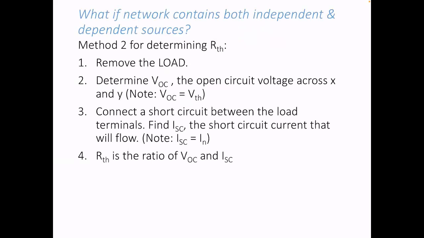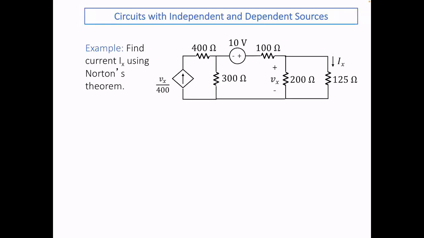Okay, so what if the network contains both independent and dependent sources? Pag yung network natin may both independent and dependent sources, hindi na pwede yung technique na ginawa natin kanina. So this is the method, let's call it method 2 for determining R_th. You remove the load, you get the open circuit voltage, you get the short circuit current, and R_th is equal to VOC over ISC, which is the same as VTH over I sub n. So very quickly, let's go into an example.